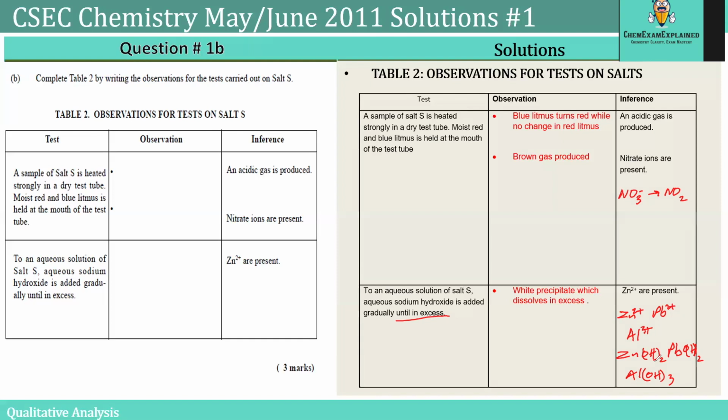This is the end of CSEC Chemistry, May-June 2011, question 1.